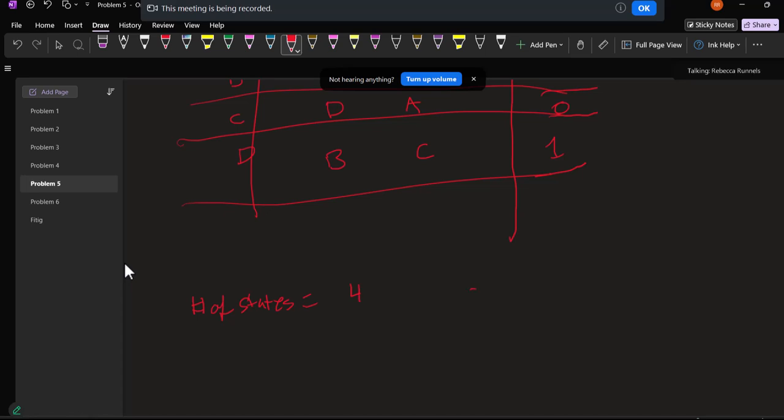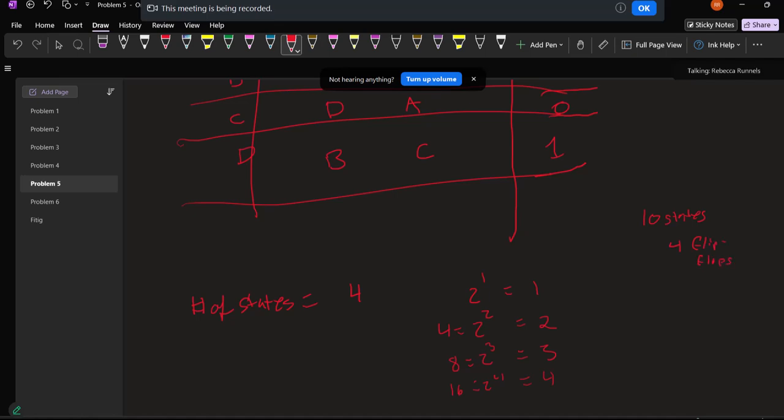So if I only have 2 states, I need 1 flip-flop. If I have up to 4, I have to have 2. If I have up to 8, I can have 3. If I have up to 16, I can have 4. I can always have more than that. But if I had 10 states, I would have to have 4 flip-flops.